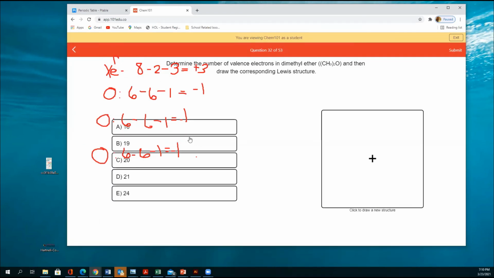Okay, so determine the number of valence electrons in dimethyl ether, and they give you the chemical formula, and then draw the corresponding Lewis structure. The way that they have this drawn, they're letting you know that you have a C here attached to an O, and then another C over here. And then these are all going to be attached to hydrogens.